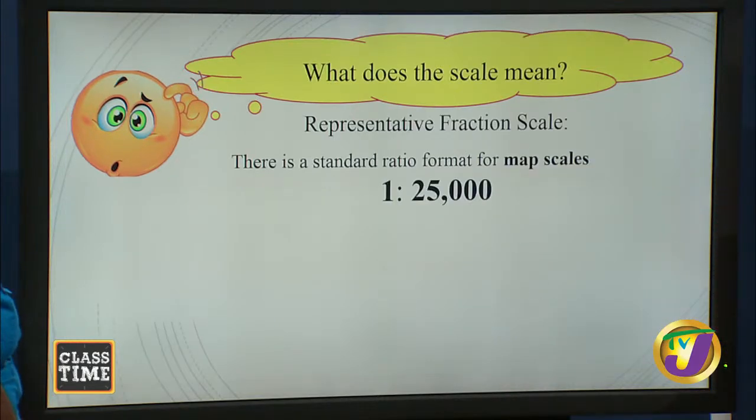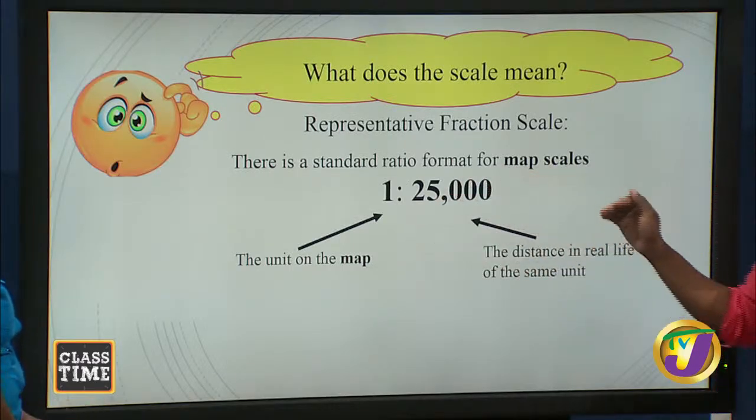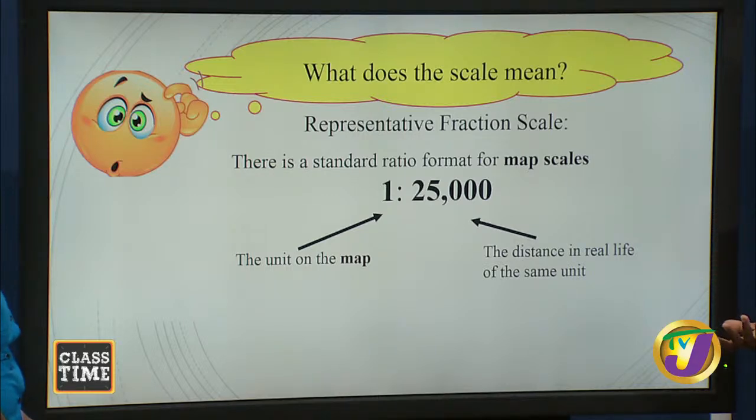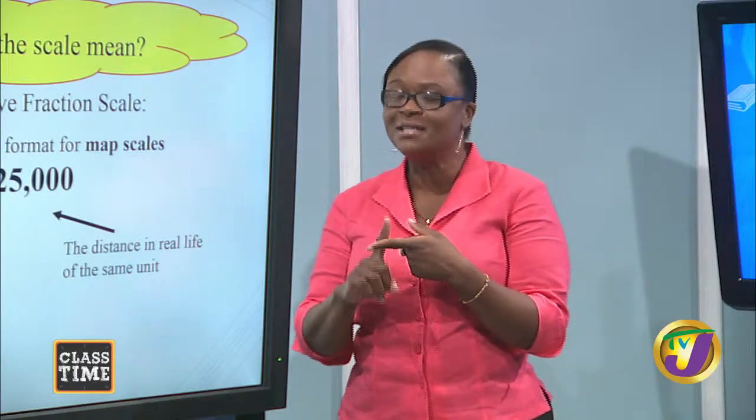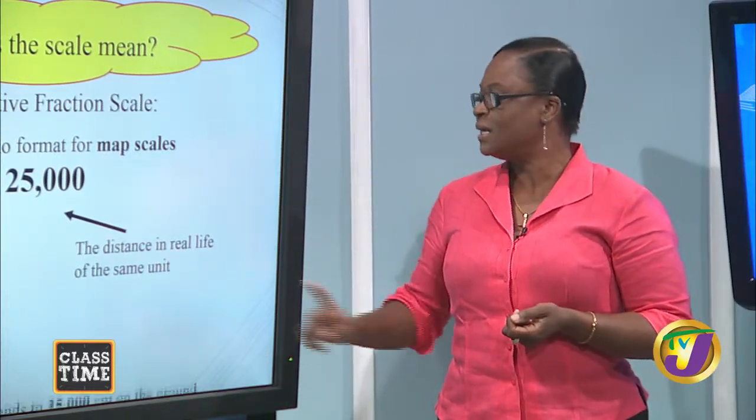And then we go to what we call the representative fraction scale. Now, this is a ratio where the first term speaks again to the unit on the map, what is on the map. But the second term speaks to the distance in real life in the same unit as the first term. So if the first term was in centimeters, then of course the second term would also be in centimeters. And we need to know that this is so whenever we go to problem solve. Fair?